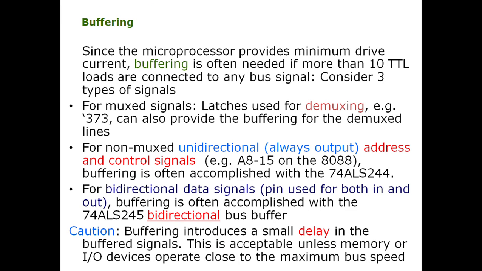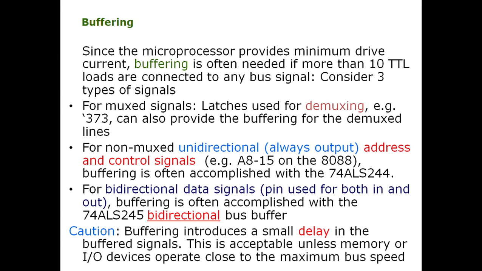Buffering is needed because microprocessor pins can only drive 10 devices when they are connected. But in a complex system, when multiple devices need to be connected with the external pins of the microprocessor, then these pins should be buffered so that they would be able to connect more devices.